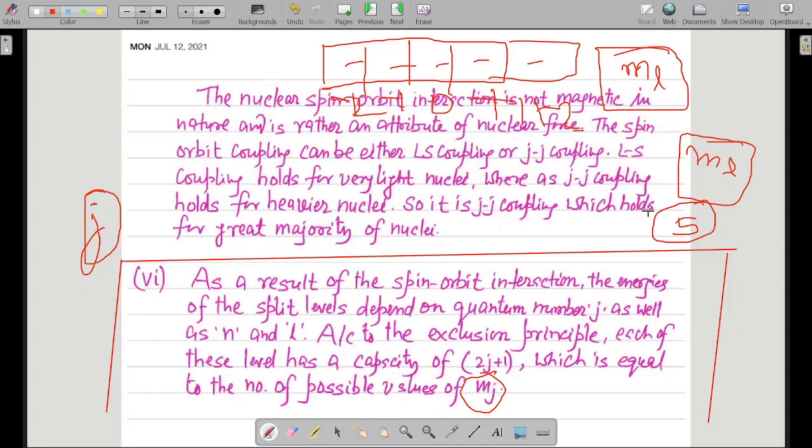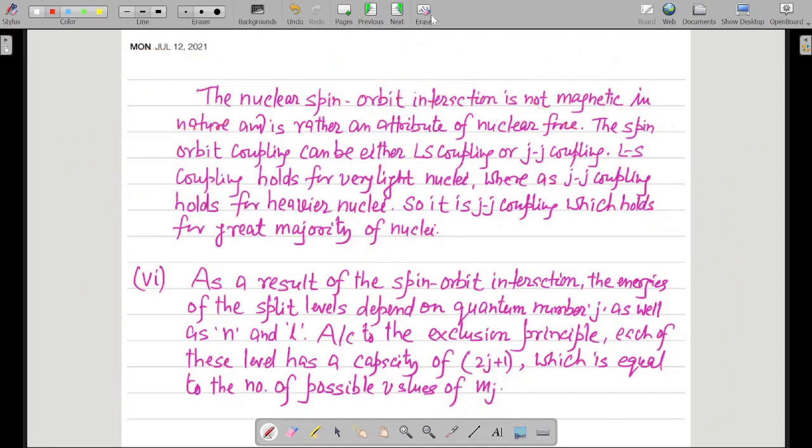I am giving you the analogy with electrons, and the total number of electrons which can be filled is given by 2 into 2L plus 1. So this is the D subshell, and the value of L for the D subshell is equal to 2. When you put L equal to 2, you get 10. So 10 electrons can be filled over here.